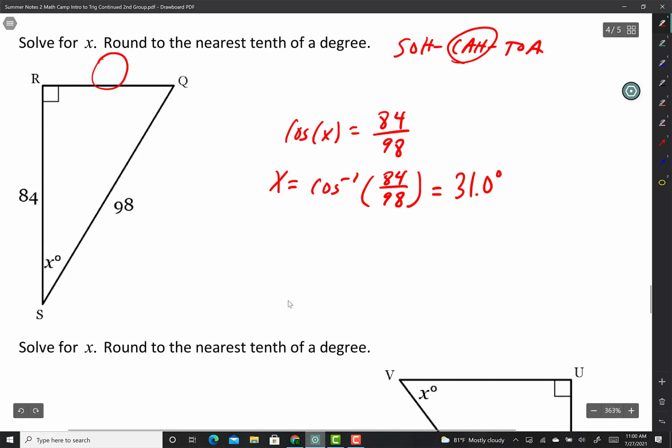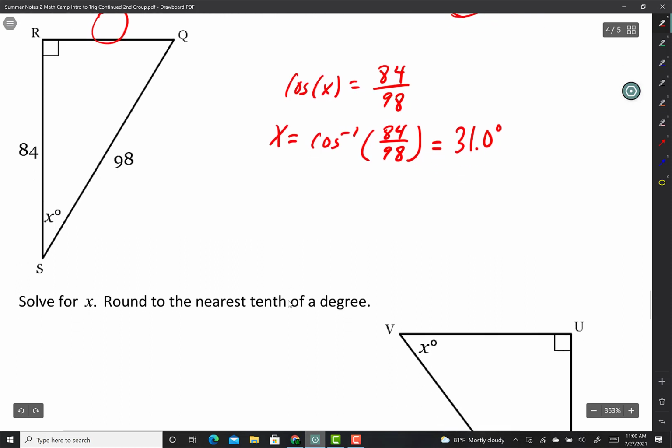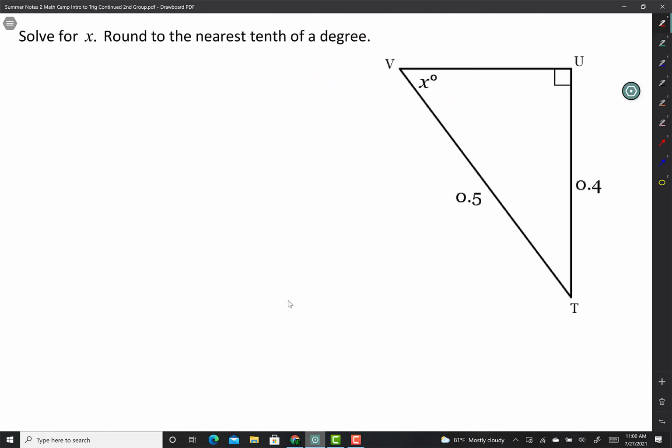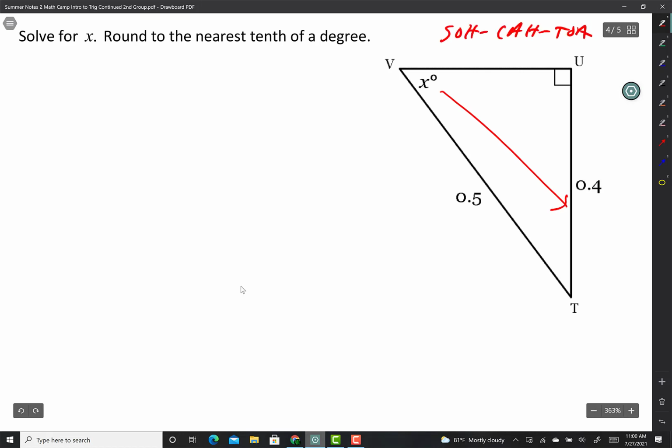Cool or not cool? Don't worry, we're almost done, guys. Check it out. We got one more, and then we got real good ones. We got some word problems. So with respect to x, again, that 0.4 is opposite. What about the 0.5? Hypotenuse. So which one uses opposite and hypotenuse? Sine. So we're going to write sine of x equals 0.4 over 0.5.